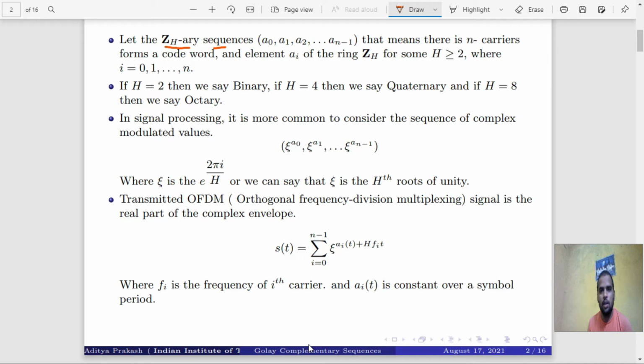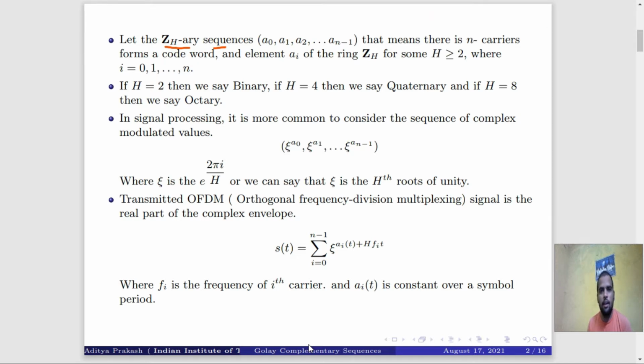A ZH array sequence is one in which a total of n elements are present. H represents the ring, that means H is greater than or equal to 2. It may be 2, 4, 8, or anything. For Z2 the values are 0 and 1, and for Z4 the values are 0, 1, 2 up to 3.